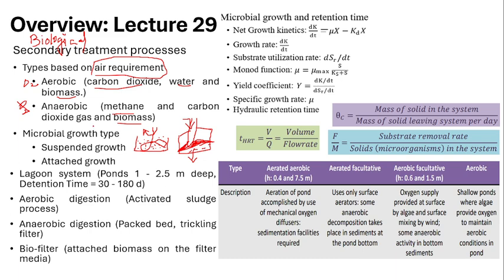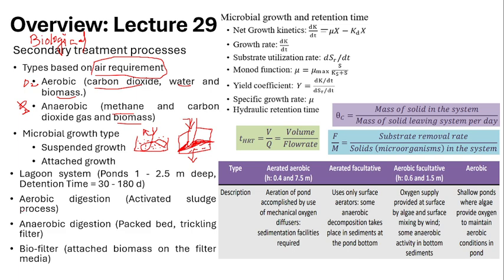So in both the types, we are using microorganisms, but only the mode of growth is different. And the next one is the lagoon system. The lagoon system is like a pond system. In this pond, the depth will be nearly 1 to 2.5 meters, with a detention time. For a stagnant period of time, it is left undisturbed, like for 30 to 180 days. So this is a lagoon system.